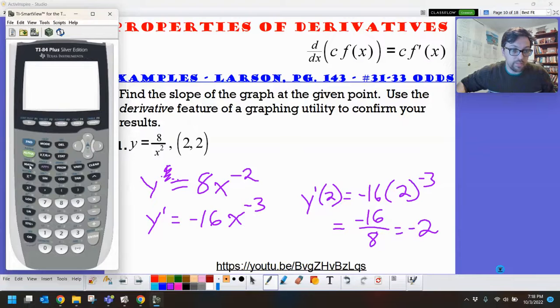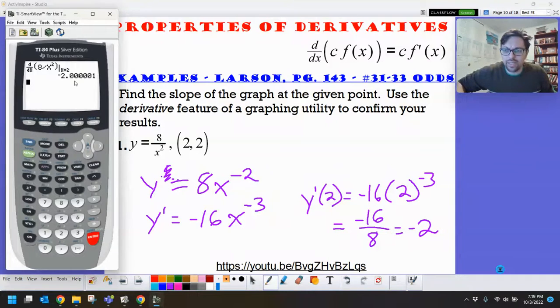But what I'm going to do is press math, and I want to go to nDeriv, which is the 8th option in my list. So I'm just going to press 8. And then I get this d over dx. Hey, that's derivative. So we're finding derivative with respect to x. And then I can put in the function that I'm trying to find the derivative of, which is 8 over x squared. Oh, not a 2. Squared. There we go. 8 over x squared. And then it's asking me, where do you want to find your derivative at? We want to find it at 2. So I can put in 2, and then bada bing, bada boom, negative 2.